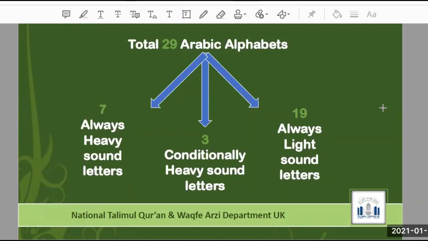As we know, when we started this class, the total in Arabic is 29 alphabets. Out of these 29 alphabets, 19 are those which we always recite with the light sound, and 7 are those which are recited with the heavy sound. And 3 are those letters which are conditionally thick and thin. Sometimes they are heavy and sometimes they are recited as light letters.